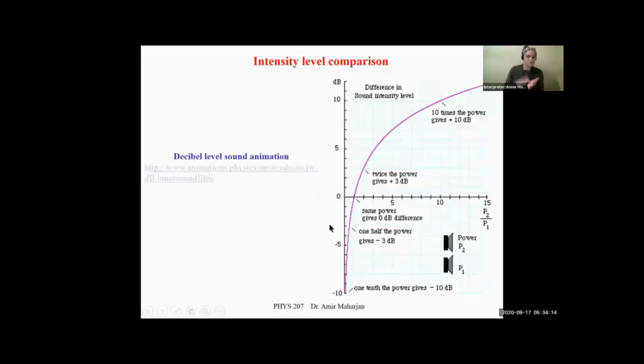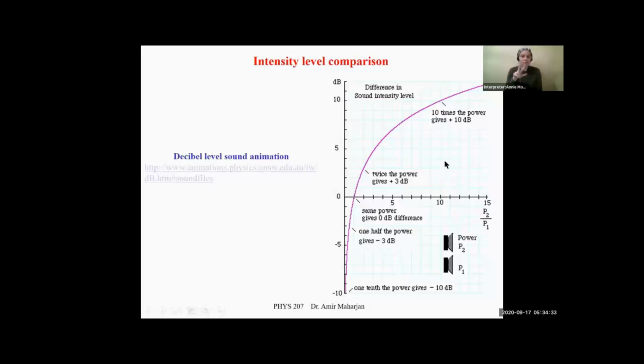So, here's how it changes. See here, if you double the power or double the intensity, what will happen? That's just a 3 decibel increase. If you double the power, or double the intensity, the decibel loudness will only increase by 3 decibels.